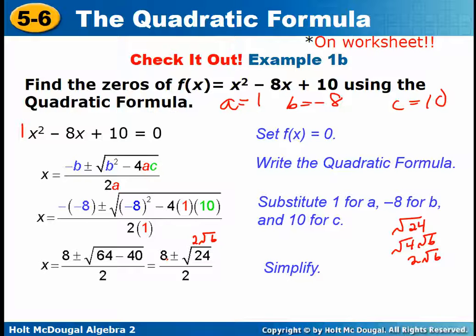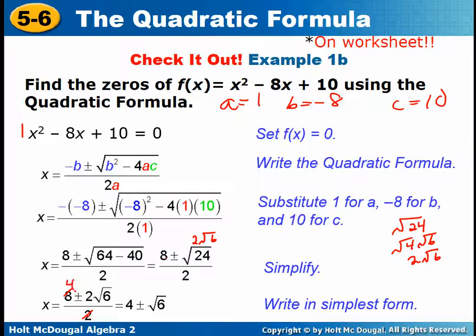Now you'll see that there's a factor of 2 in each of these. So they divided: 2 goes into 8 4 times, 2 goes into 2 1 time, and you're left with 4 plus or minus the square root of 6 as your simplest answer.